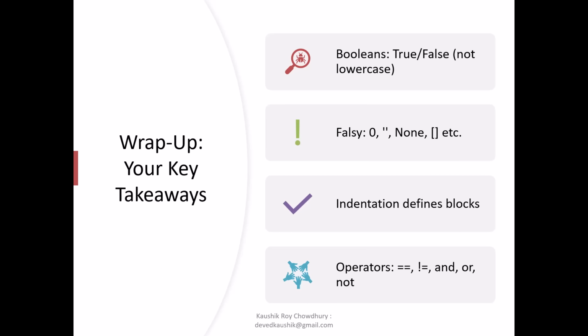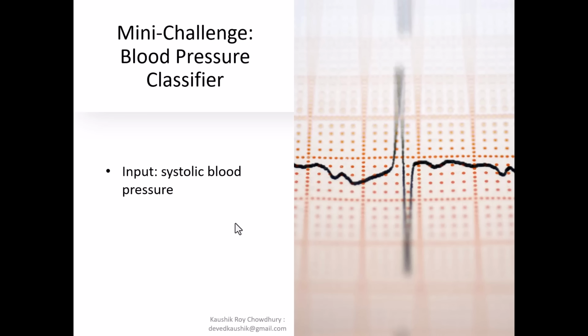Python booleans are True and False, uppercase, not lowercase, and truthy and falsy. Remember that 0, None, and empty collections, that is an empty list or empty dictionary, that is a pair of curly braces, are considered false. This is a powerful shortcut. Syntax logic is defined by indentation, not curly braces. Elif is the direct equivalent of else if, and the operators equals, not equals, and, or, not are there in Python. Now the last slide is a mini challenge with a blood pressure classifier.